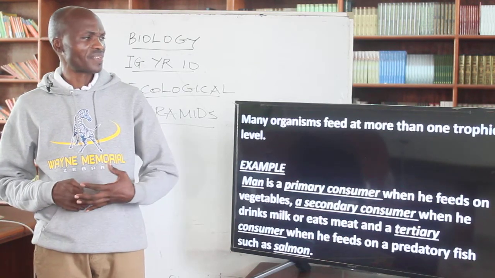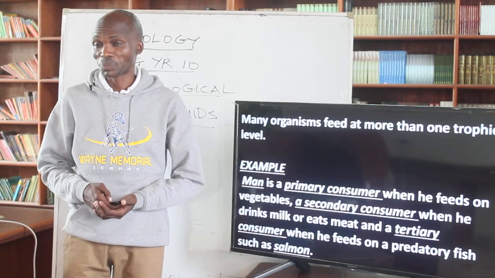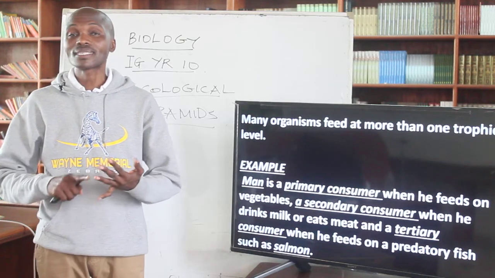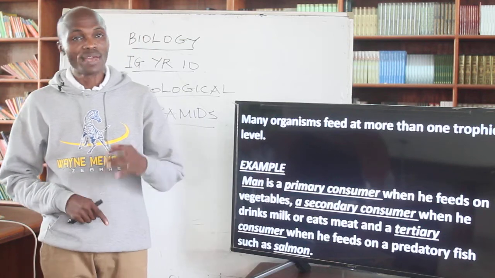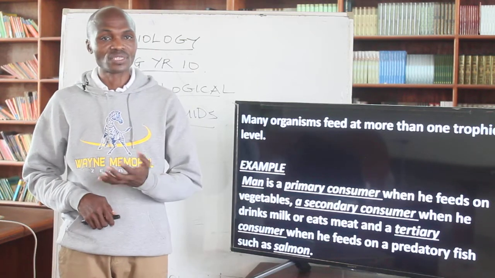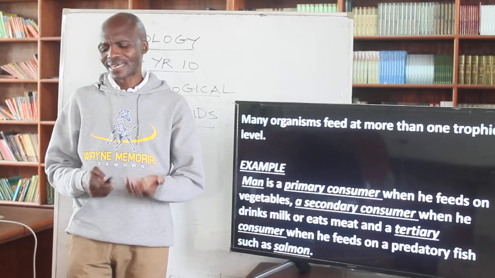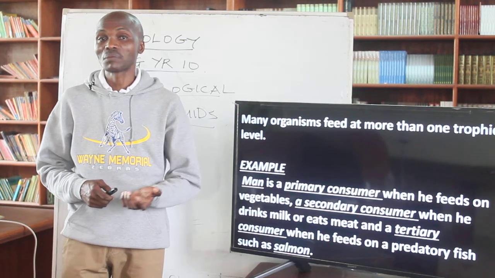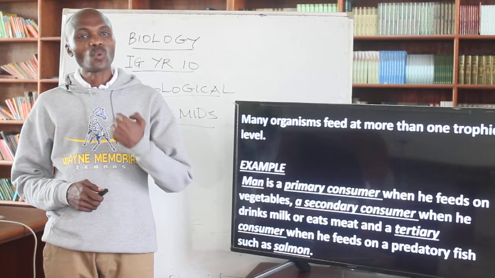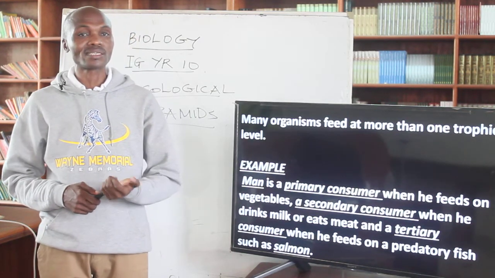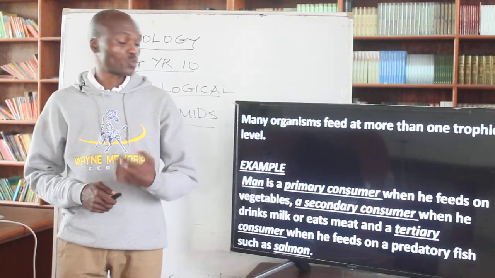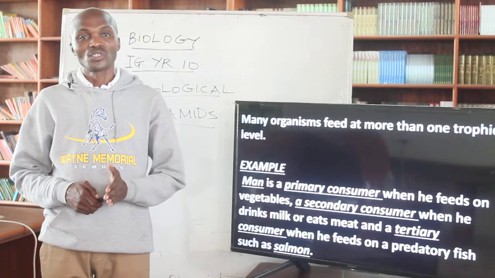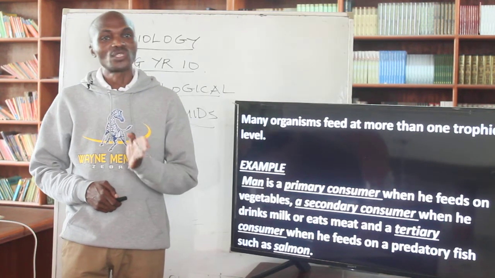Many organisms feed at more than one trophic level. That's very possible. So although we are saying that we have different trophic levels, we have producers, primary consumers, secondary, tertiary, and all those, you may have an organism that is feeding at those different levels. For example, man can be classified as a primary consumer when you feed on plant material like vegetables. Now, when you take milk, meat, or even eggs, you actually qualify to be a secondary consumer. So you are no longer a primary consumer, but a secondary consumer. So you have trophic level changes from primary to secondary level.